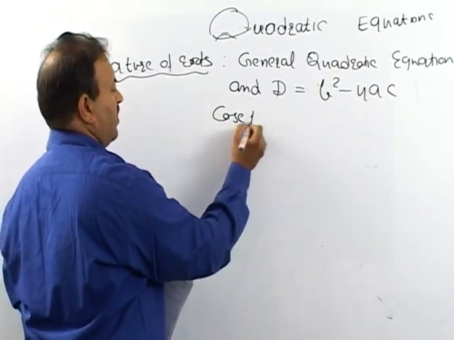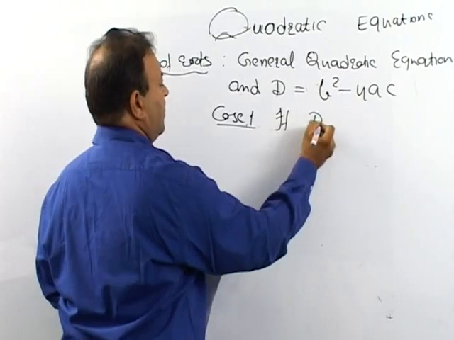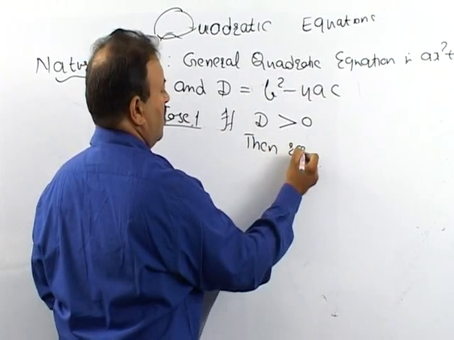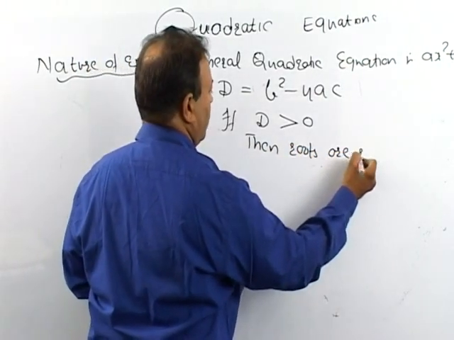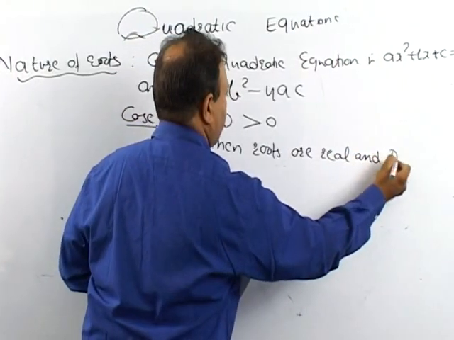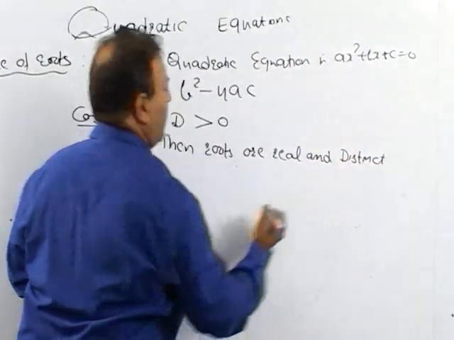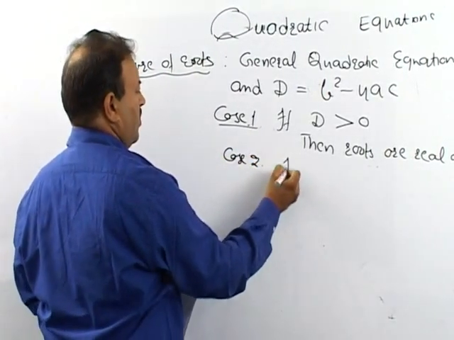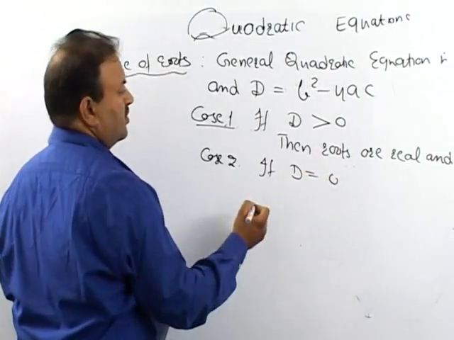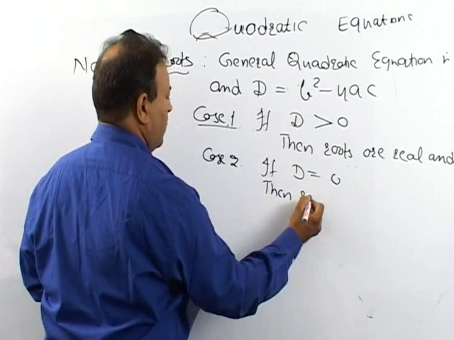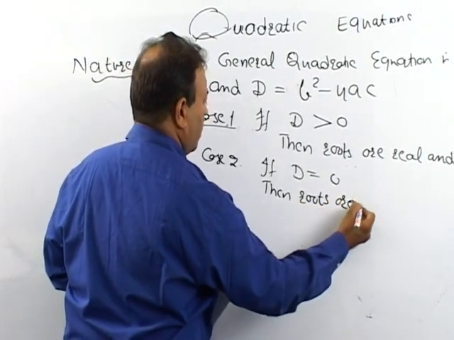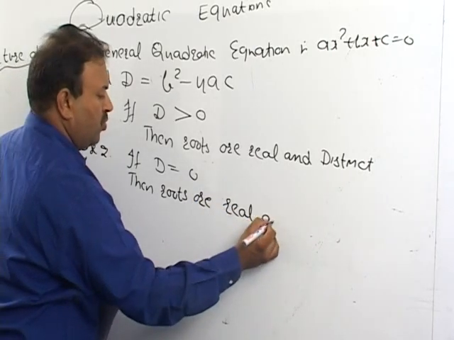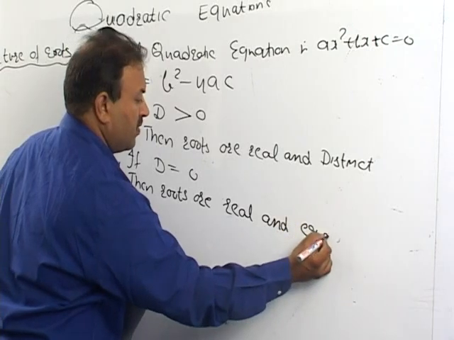Case 1, if discriminant greater than 0, then roots are real and distinct. Case 2, if discriminant is equal to 0, then roots are real and equal.